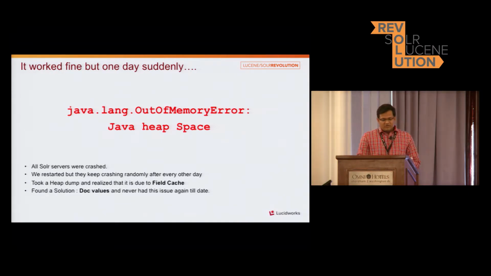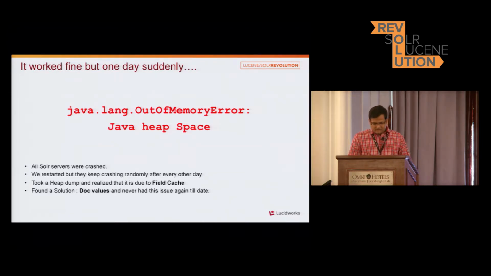So we took a heap dump and tried to realize what was going wrong. From the heap dump, we realized it was due to the field cache, which internally maintains a hash map, and a lot of data was getting populated in that hash map. Then we went to the Solr mailing list to search for a solution, and we came up with doc values, which seemed more promising for this problem. We implemented doc values in our system and did the re-indexing again. After that, we never had this issue again. In the last 6 months, it's almost 8 months now, it has never gone down again.